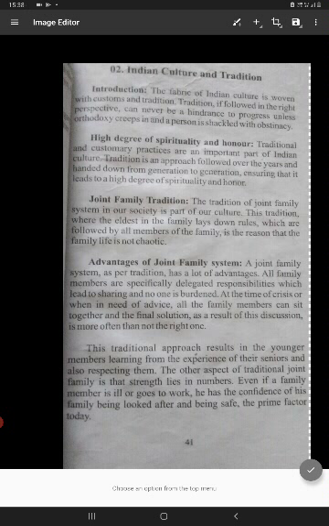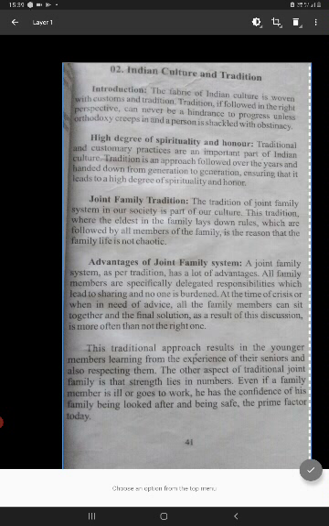And in Indian culture, there are many features, many characteristics, and the first characteristic of our culture is a high degree of spirituality and honor. Tradition and customary practices are an important part of Indian culture. Tradition is an important approach followed over the years and handed down from generation to generation, ensuring that it leads to a high degree of spirituality and honor.